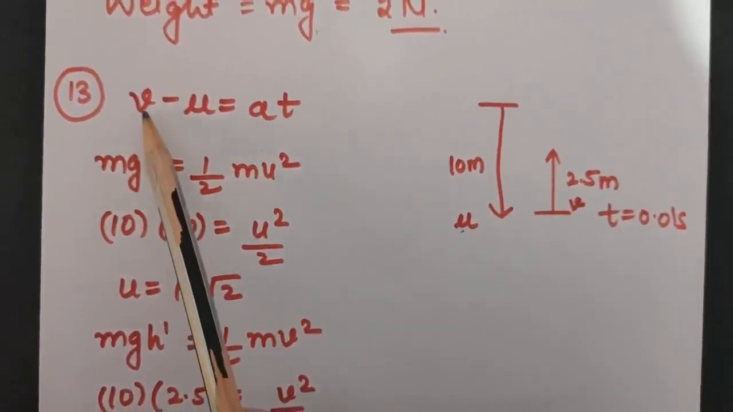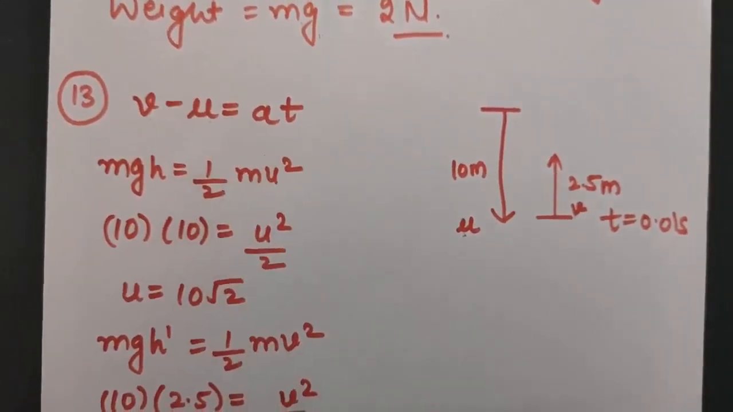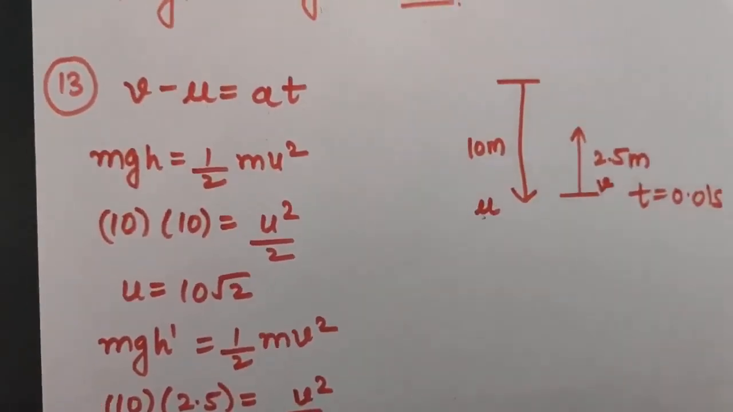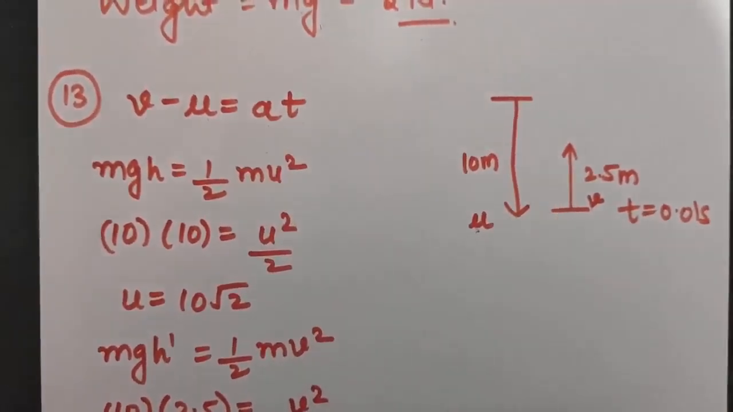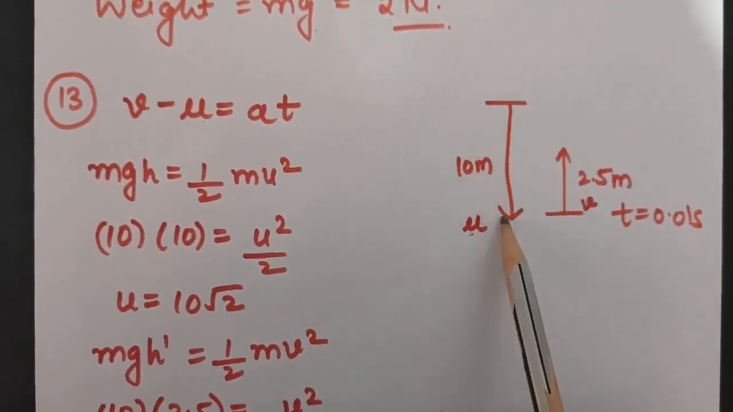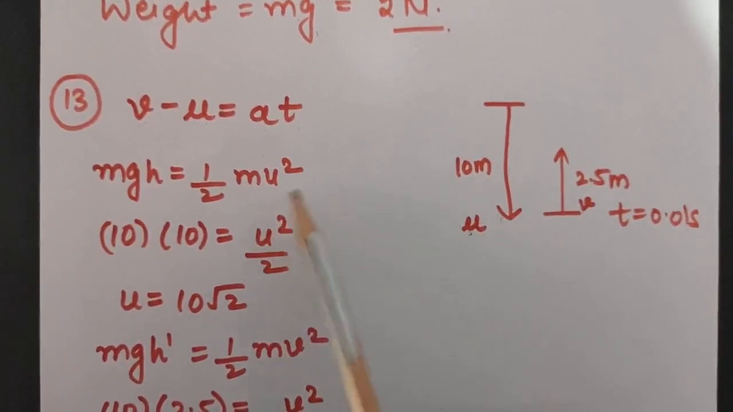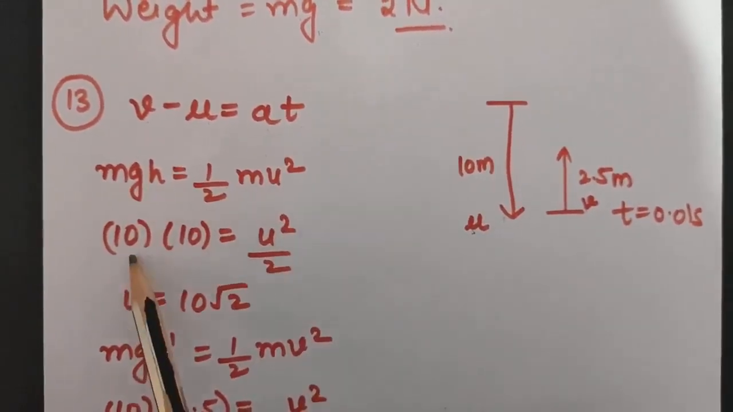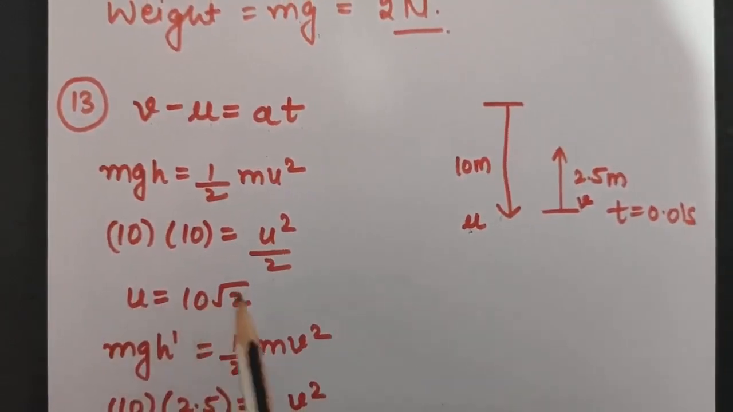So as you know, v minus u is equal to at. If I calculate v and u, and time is given in the question, we can easily calculate the acceleration during the time of contact, right? So to calculate u and v, use conservation of energy. At the highest point, energy would be mgh. At this point, half m u square. So m will cancel out, g, h is given to be 10, and u square by 2. So from here u will come to be 10 root 2.